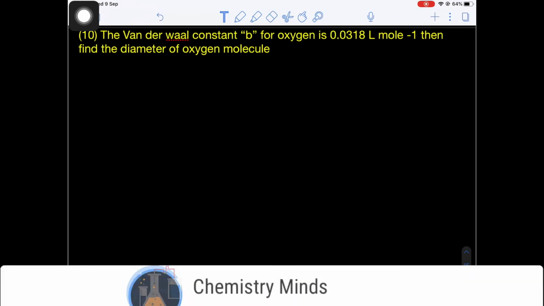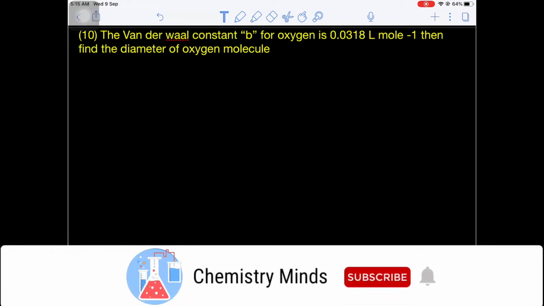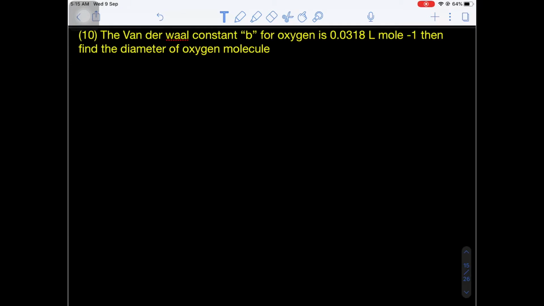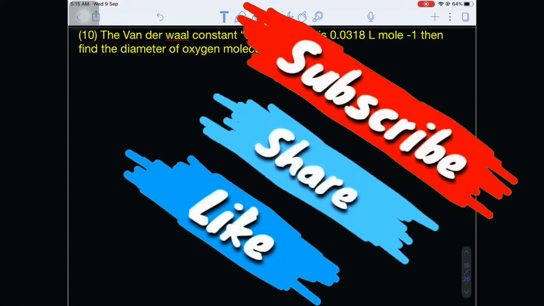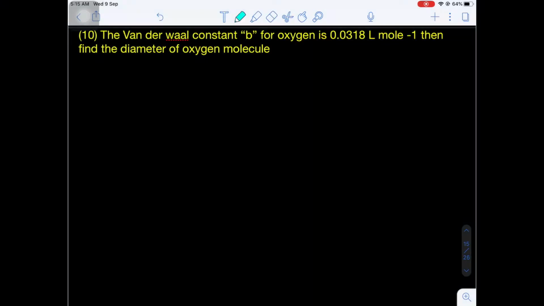Now in this class we are going to discuss some numericals based upon the van der Waals gas equation, that is called the real gas equation. Now the problem number 10: the van der Waals constant B for oxygen is 0.0318 liter mole inverse. Then find the diameter of the oxygen molecule. Now first of all, what is the van der Waals constant B value given here?